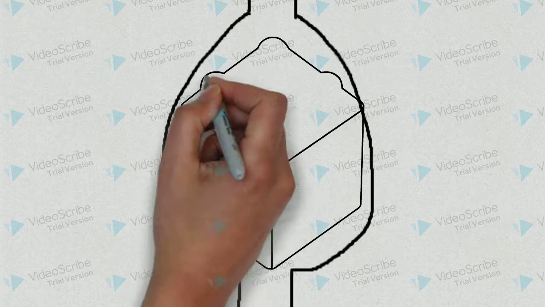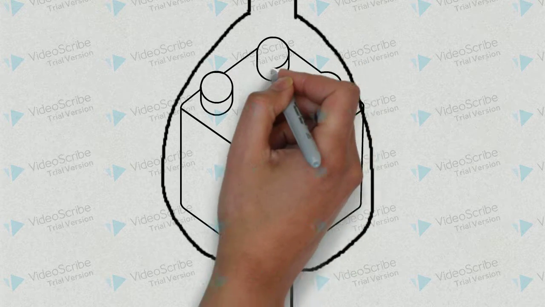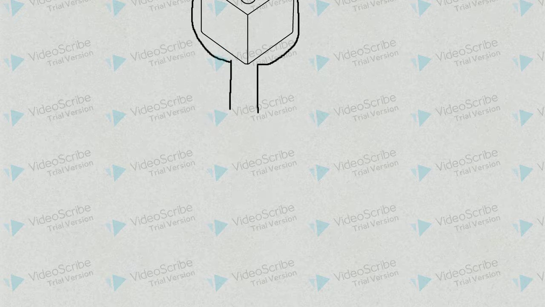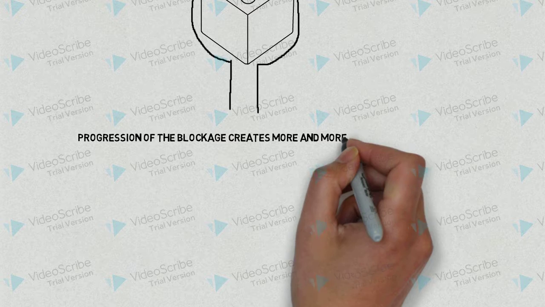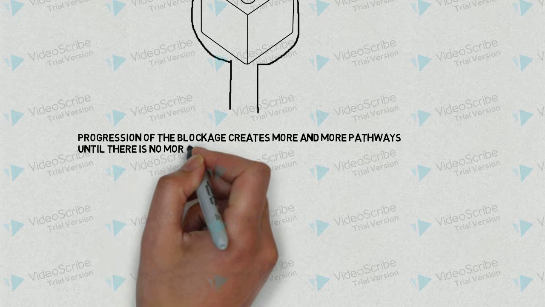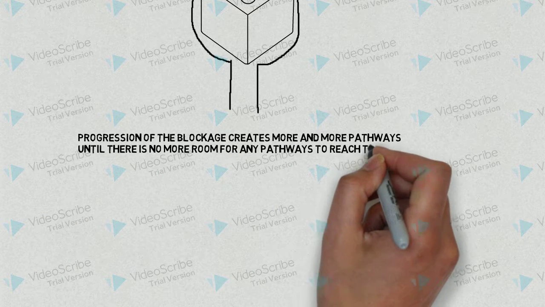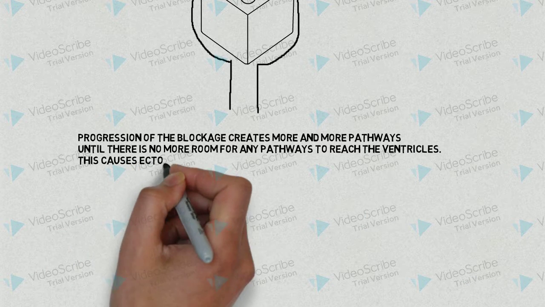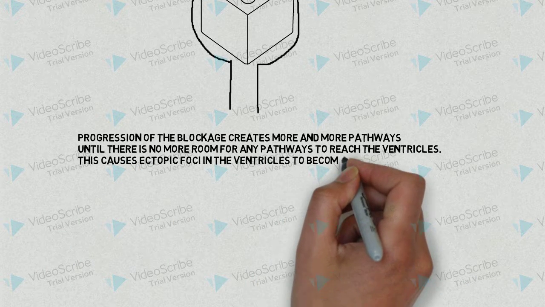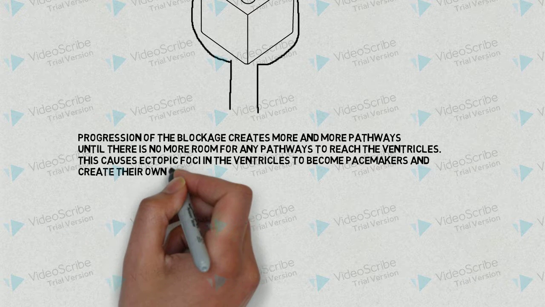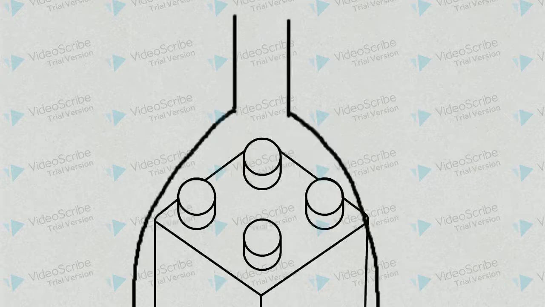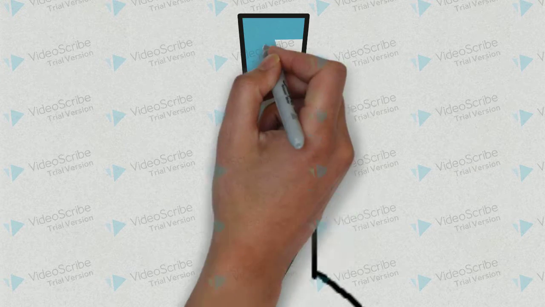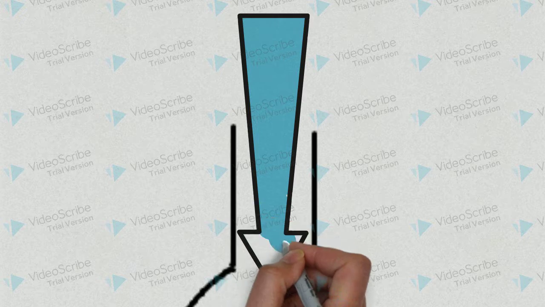Now here we'll draw a larger block. The progression of the blockage creates more and more accessory pathways until there's no more room for any pathways to reach the ventricles. This causes ectopic foci in the ventricles to become the pacemakers and create their own rhythm, while the atria continues with the AV and the SA nodes. This is represented by this arrow here, where our conduction cannot go through.